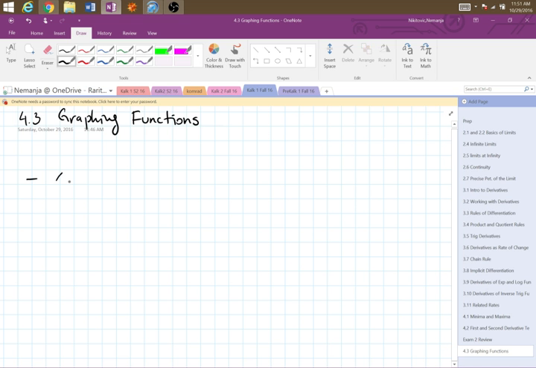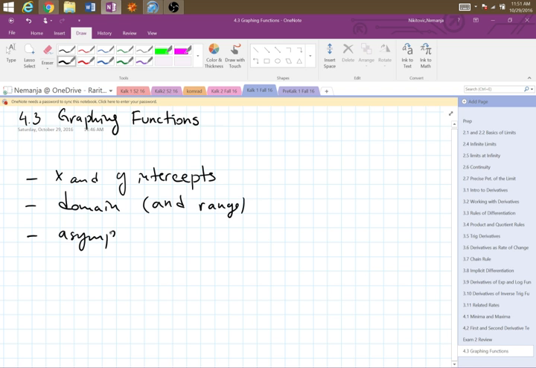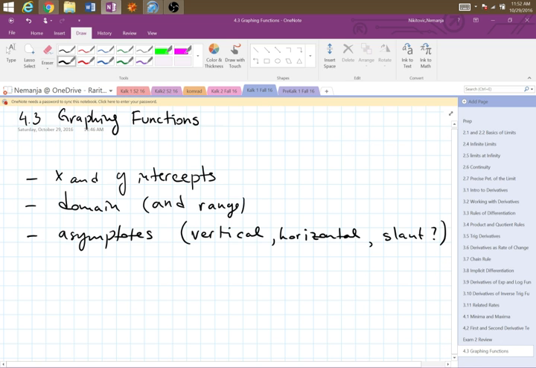So x and y intercepts, domain, you don't really need range, asymptotes: you have vertical, horizontal, slant. I don't know why I put a question mark there.